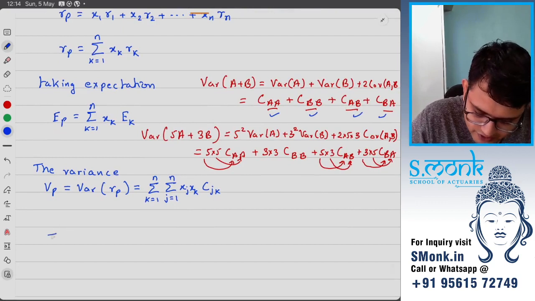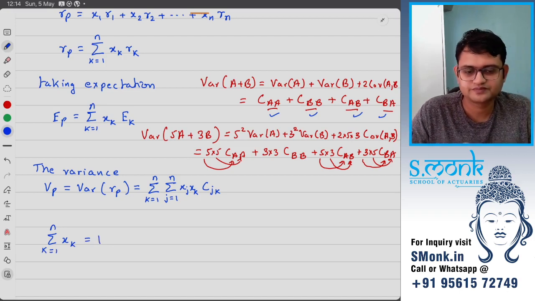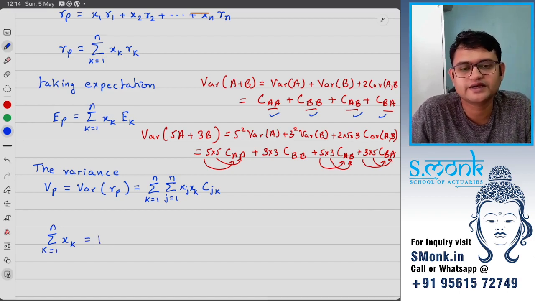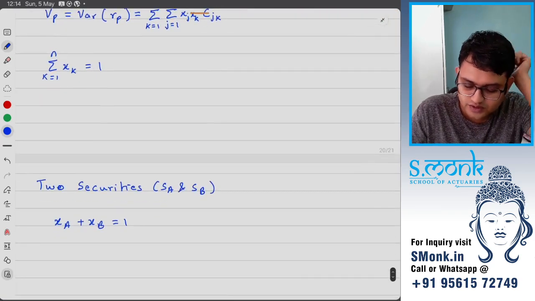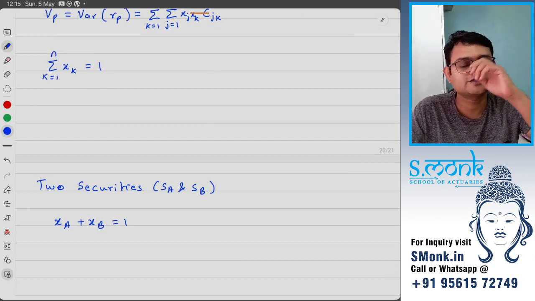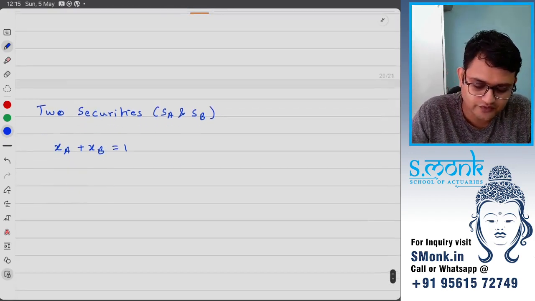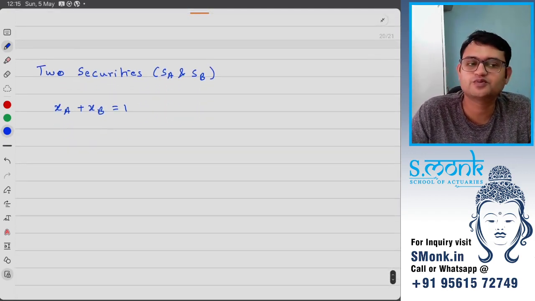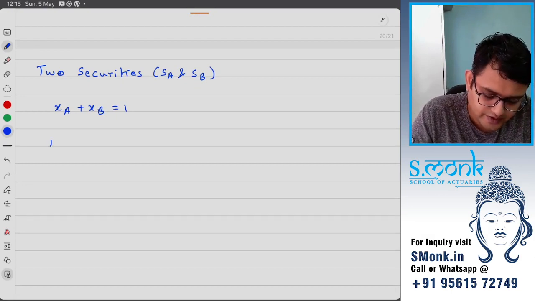We'll say summation of XK, K going from 1 to N, will be equal to 1. This is an important identity as well. So the amount that I am investing, I have a total of 1 rupee, or you can say this is nothing but the proportion. However you want to see, you can see a total of 1 rupee, or you can say these are just proportions of our investment.